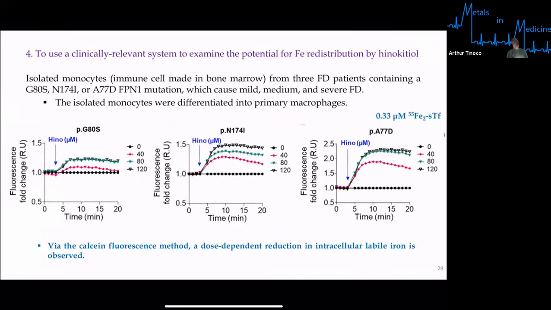So the very last thing was to examine using a clinically relevant system to determine whether there's a potential for this ligand to enable iron redistribution. So what did they do? So this is an ex vivo experiment.